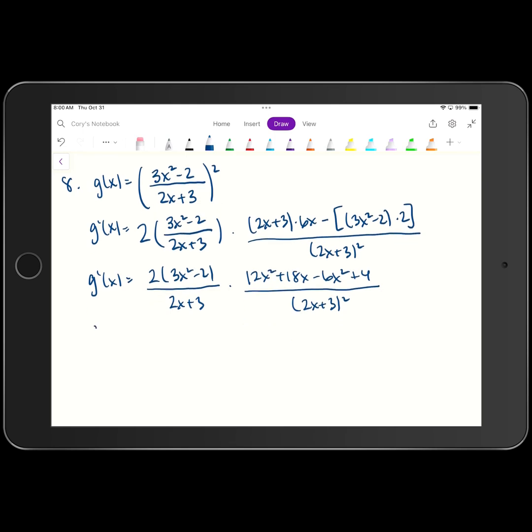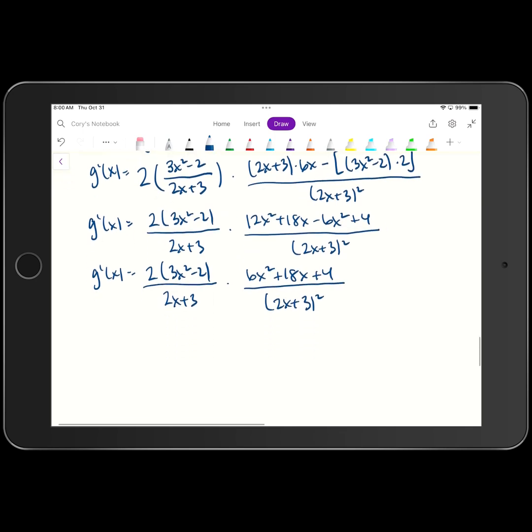Okay, so g prime of x is 2 times 3x squared minus 2 over 2x plus 3 times, when I combine like terms in the numerator, we're going to get 6x squared plus 18x plus 4 all over 2x plus 3 squared. And then I'm going to combine these two fractions here.